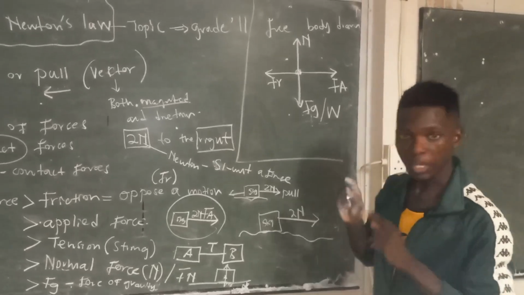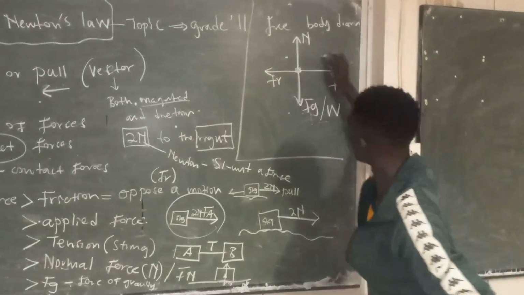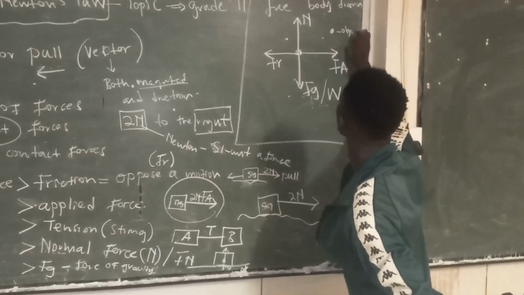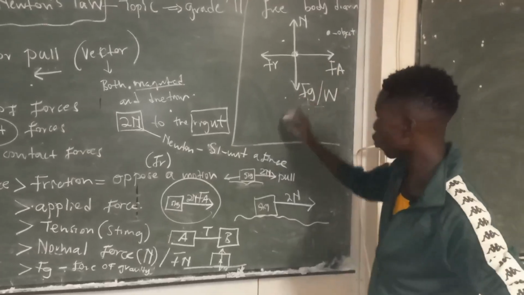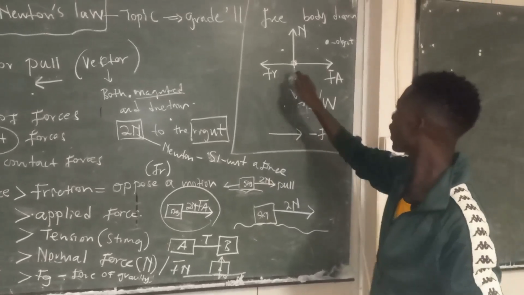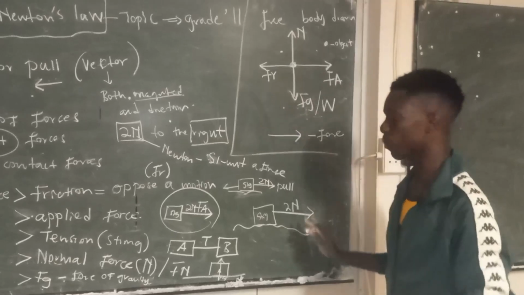Remember, the dot represents the object. Then the arrow represents a force, either friction, gravity, applied or normal force.